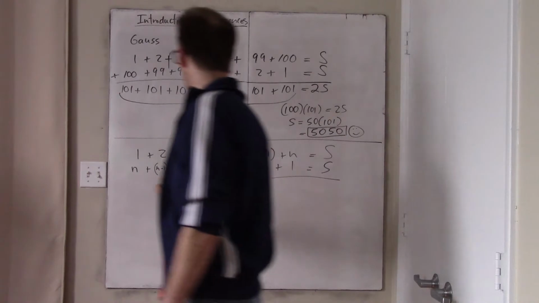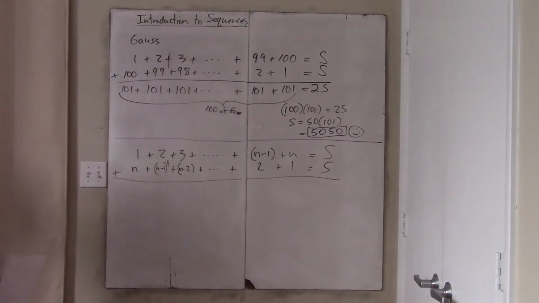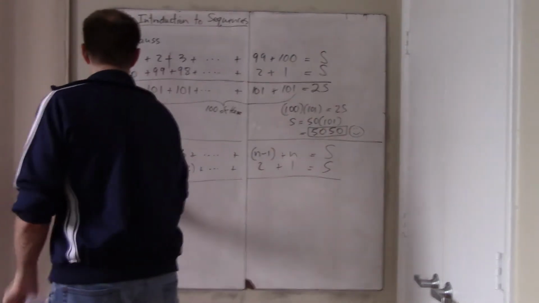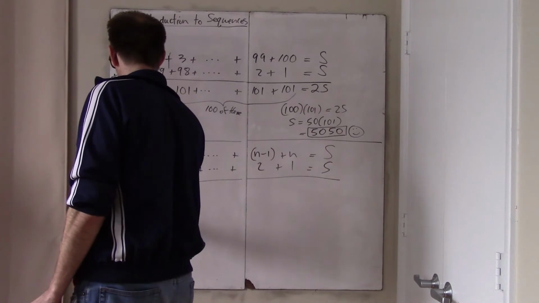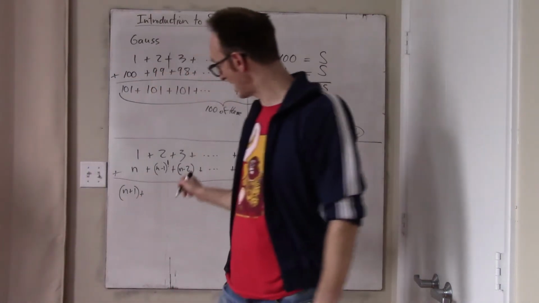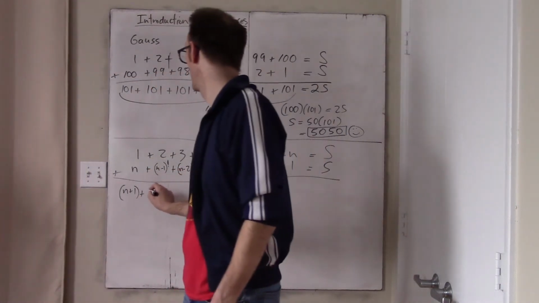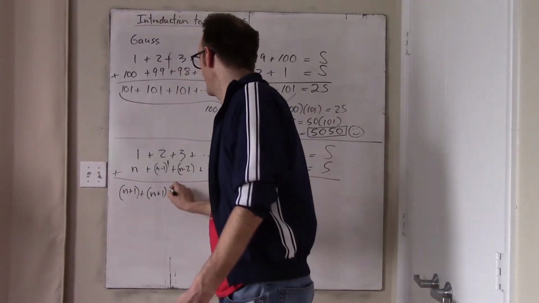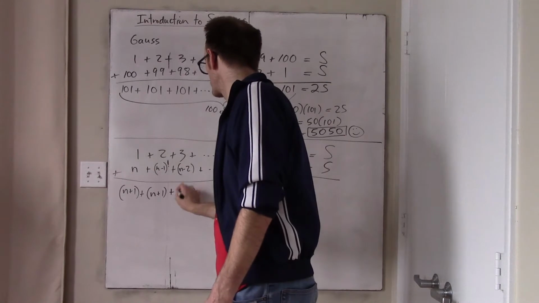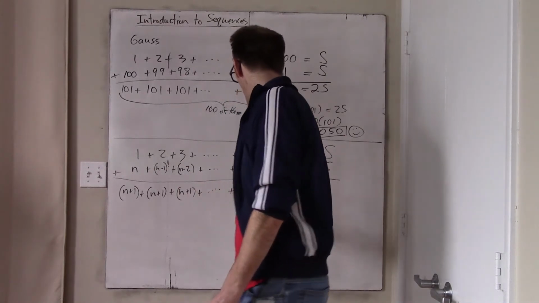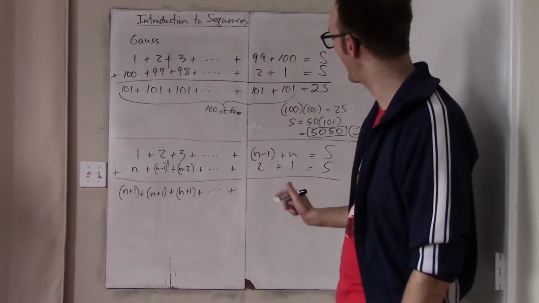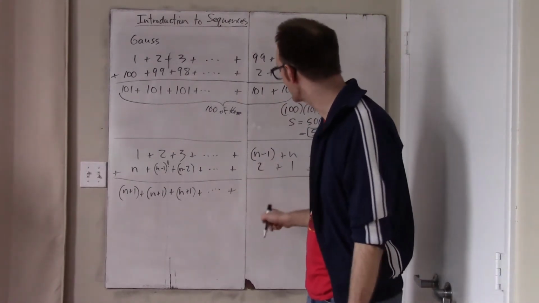And then, just as before, I add this sequence, and okay, what do I get? Well, 1 and n is n plus 1. So that's n plus 1. What happens when I add 2 and n minus 1? That's again n plus 1. If I add 3 and n minus 2, that's also n plus 1. And now come these kind of mysterious dots. Okay, more on that in a second.